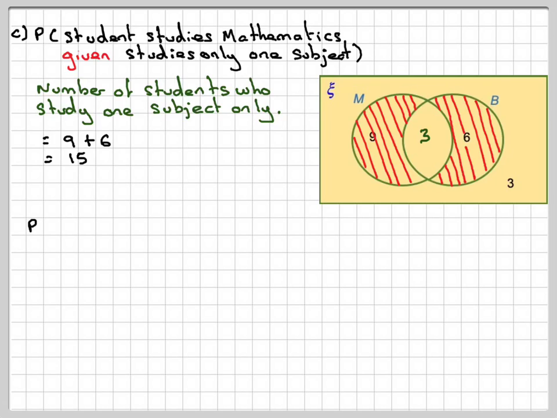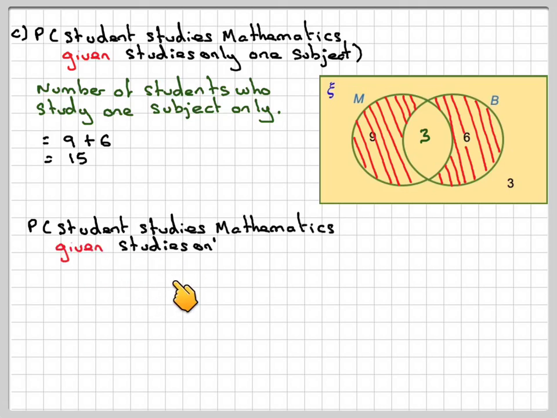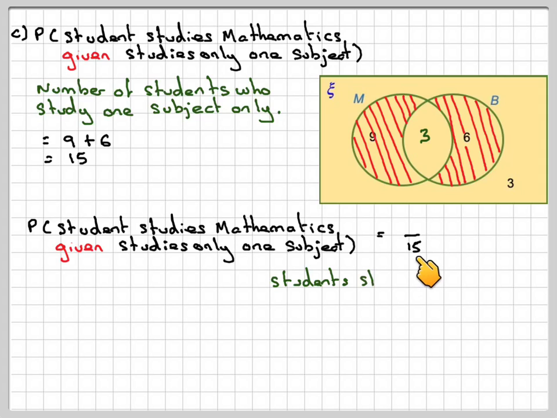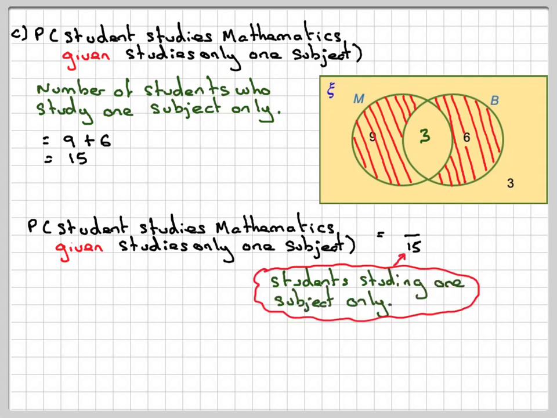So now the probability the student studies mathematics, given the student studies only one subject, is going to be out of 15, because these are the students that study one subject, so there's some sort of condition on the probability. And then study mathematics, given that you study one subject, is going to be 9. That bit there, so it's going to be 9 out of 15, which is going to be 3 out of 5.